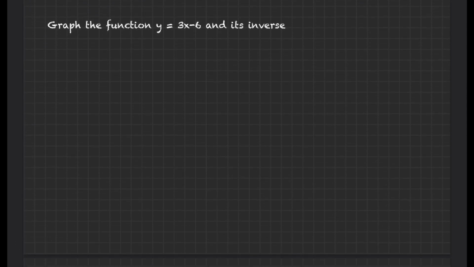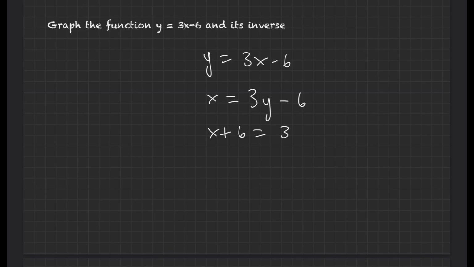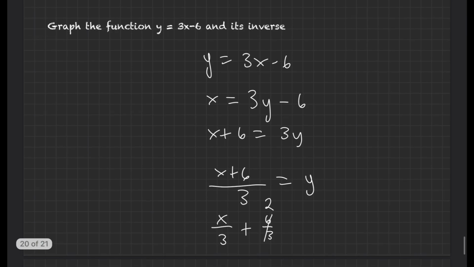So now let's try actually doing the inverse. For y equals 3x minus 6, to find the inverse, we basically take the original function and then switch the x and y. So it would become x is equal to 3y minus 6, and then x plus 6 is equal to 3y, and then (x plus 6) divided by 3 will be equal to y. And then this is just the same thing as saying x over 3 plus 6 over 3, which is just 2. So I'll just write 2, is equal to y. So this is the slope, and this is the y-intercept.